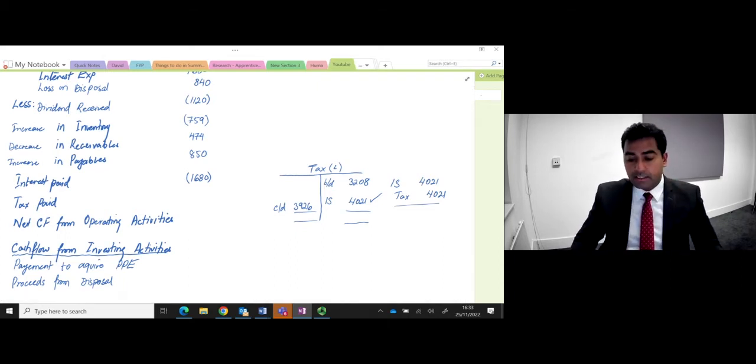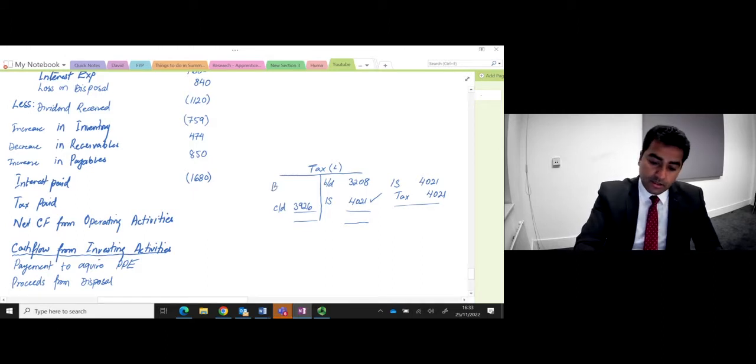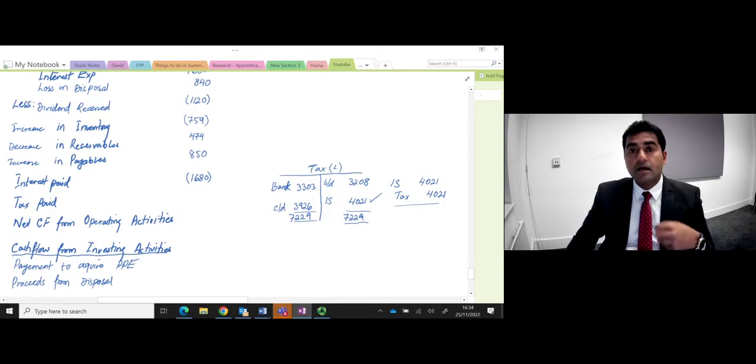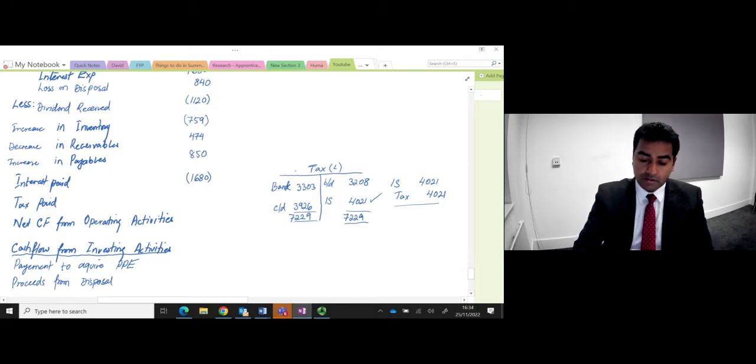Now I will close this account to find out how much has been paid out of the bank account. So the credit side is heavier, 7229. 7229, take away 3926, and the answer is 3303. So this is the amount which has been paid out of the bank account to pay tax.